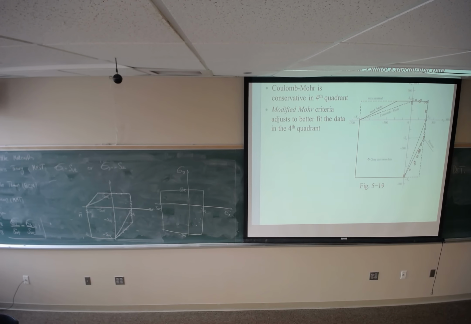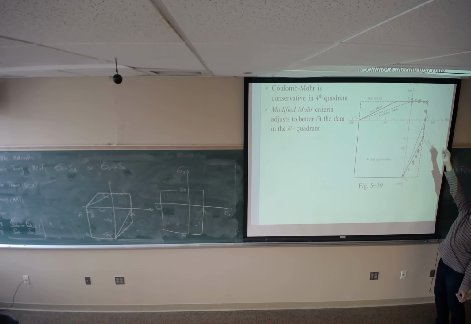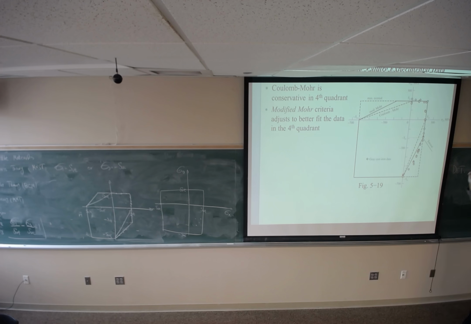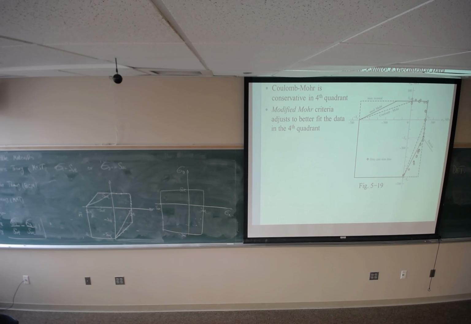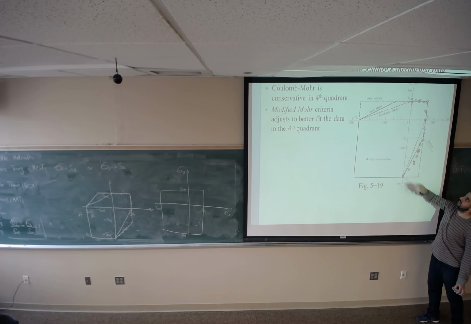Similarly on quadrant 2, if you extend the line up to negative SUT, then you can connect that point to negative SUC, and you will get modified Mohr theory. So quadrant 1 and quadrant 3 are going to be the same as before, but quadrant 2 and 4 are going to be slightly different than Coulomb theory.